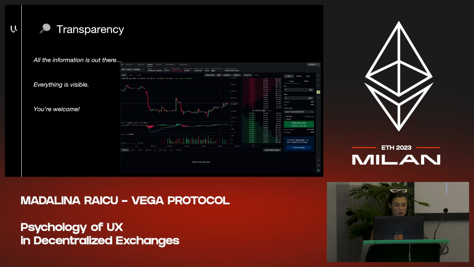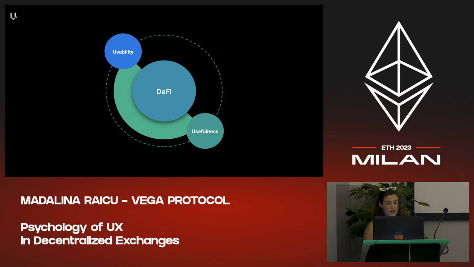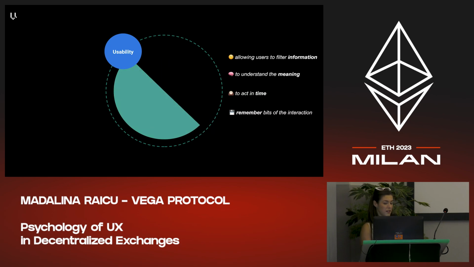Now, to conclude, there are lots of concepts that are out there that we could cover in this talk, but I would like to highlight the impact of the concepts that have been described today and what they represent. At the end of the day, we want to give users an accessible way to use the valuable features of decentralization while trading. So we want to find both usability and usefulness in DeFi, and we can improve usability by understanding the biases and heuristics that influence these decision cycle steps, which are allowing users to filter information, seek the meaning, act in time, and remember bits of the interaction.